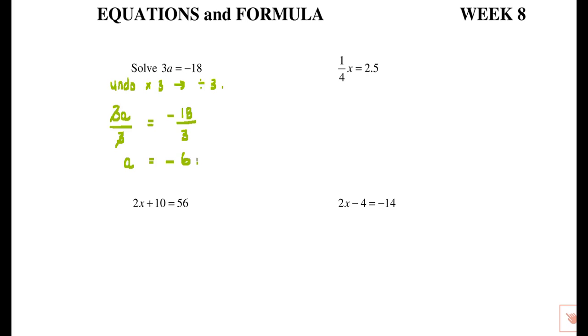Let's move on and have a look at the next one, which is a quarter times x is equal to 2.5. So a quarter times x, well, that's the same as x divided by 4. Okay, a quarter of x means x divided by 4. And we know that that's equal to 2.5. So we do exactly the same thing to both sides of this equation. We want to get rid of the 4 in the denominator, so we will multiply both sides by 4.